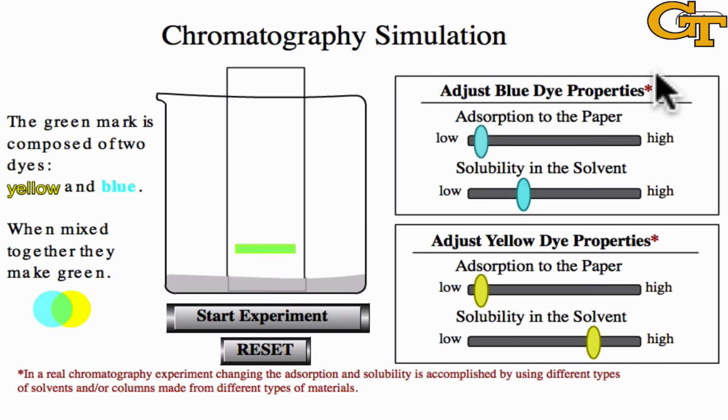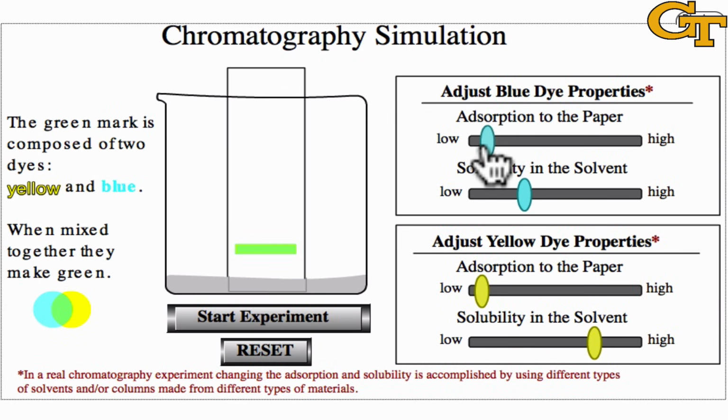I'm going to take a brief look at this chromatography simulation to show you how attraction to the stationary phase and solubility in the mobile phase work against one another to control how far a spot travels up the plate. So here we have a mixture of two components, one blue and one yellow. The mixture naturally is green, and we can control how strongly each component is attracted to the stationary phase. Here that's called adsorption to the paper being the stationary phase, and the solubility in the solvent, which is how soluble the component is in the mobile phase.